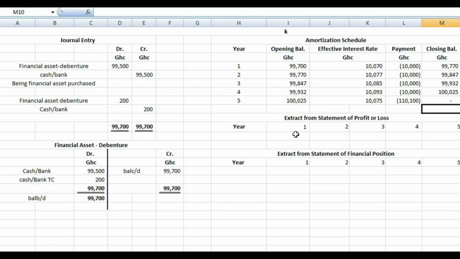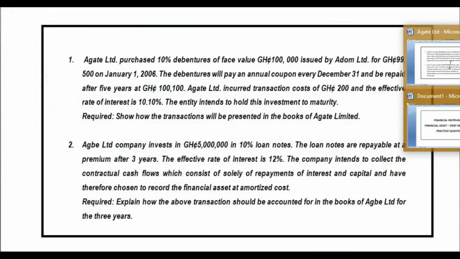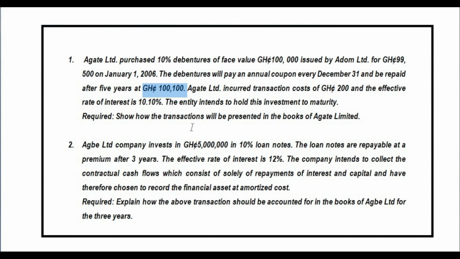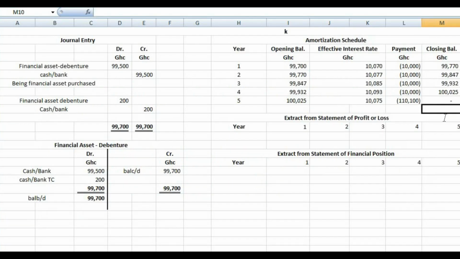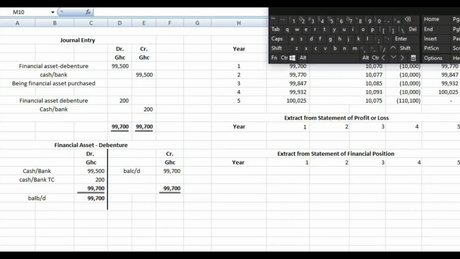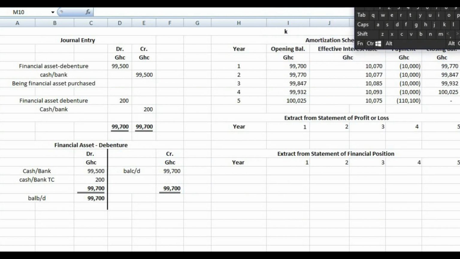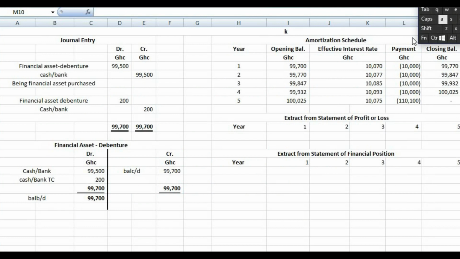going to do now. So let's go back to the requirement of the question. The question said, let's look at the required: to show how the transaction will be reported in the books of Agate Limited. And the books of Agate Limited are the statement of income and statement of financial position. Let's bear in mind the statement of income and statement of financial position.